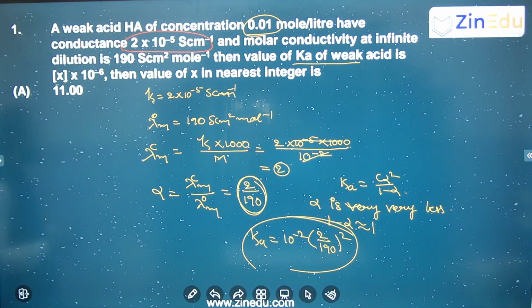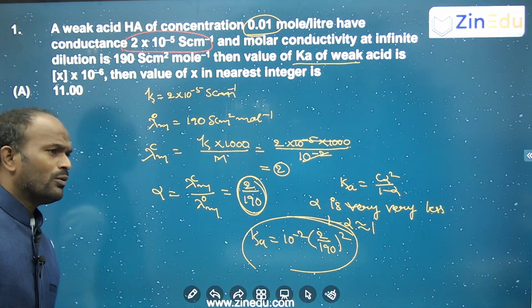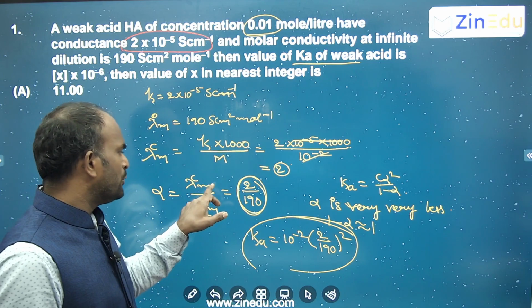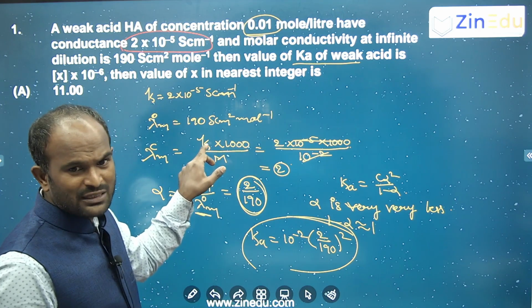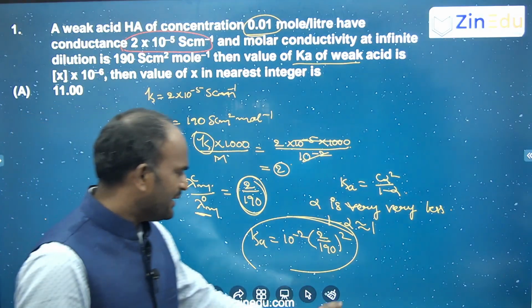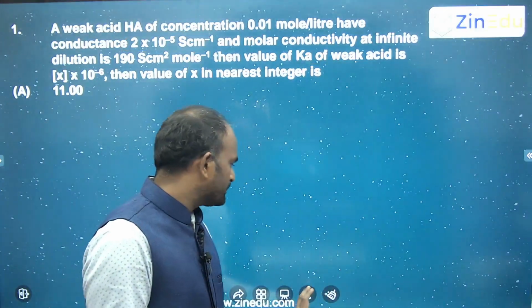So here, this is a very well-known model of problem which has been given so many times. Molar conductance at infinite dilution is given. Molar conductance at given dilution we calculated by using the specific conductance. Okay, next, moving to the next one.